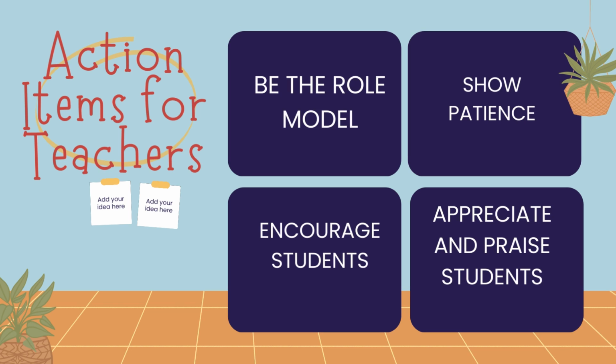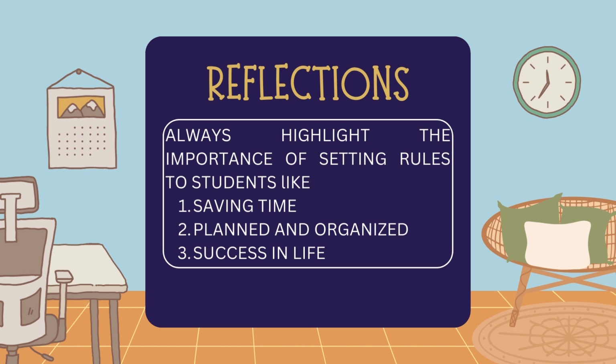So what are the actions for the teachers? The teacher has to be the role model. They have to follow the rules. If you are saying to avoid bad words, but you yourself use bad words, then you are not being the role model. You should be the first one to obey the rules, and the students will follow you. The teacher has to show patience. If the students are fighting, they have to show patience. Encourage students to follow your instructions. Appreciate and praise the students always. Do not discourage them, encourage them.